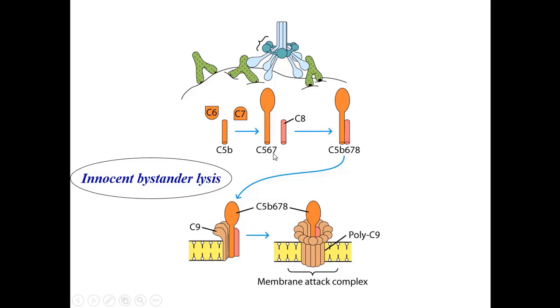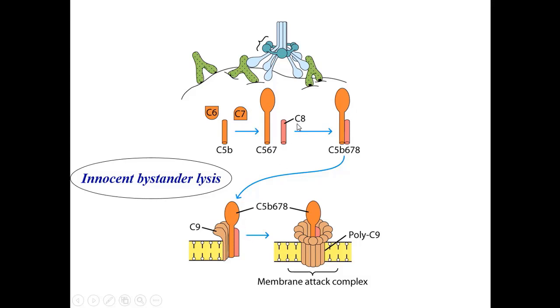C5b6, and C7 after binding undergoes conformational changes, and the hydrophobic moieties are exposed on the surface of the molecule, and after exposing of hydrophobic sites, the C7 can insert into the bilayer of the cell membrane, as you see here, and the hydrophobic sites of the C7 bind to the hydrophobic site of the bilayer of the cell membrane.